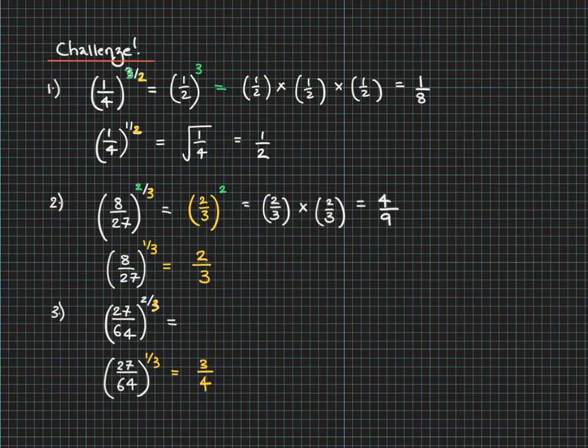We now need to deal with the numerator power, so that's power 2. So we need to take 3/4 and we need to square it. So that is 3/4 multiplied by 3/4, which gives us 9/16. And well done if you got that answer.